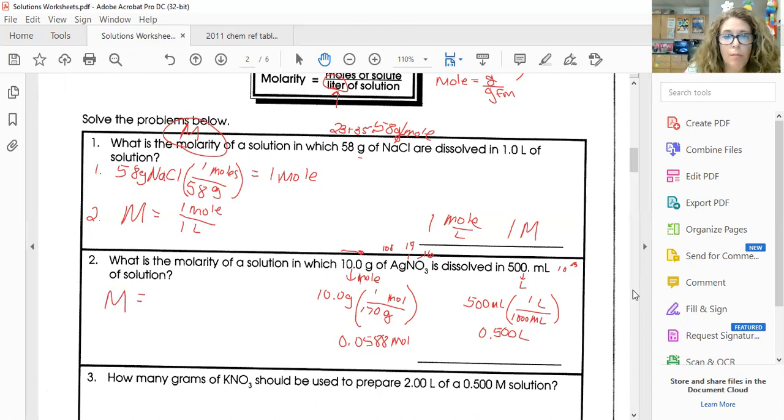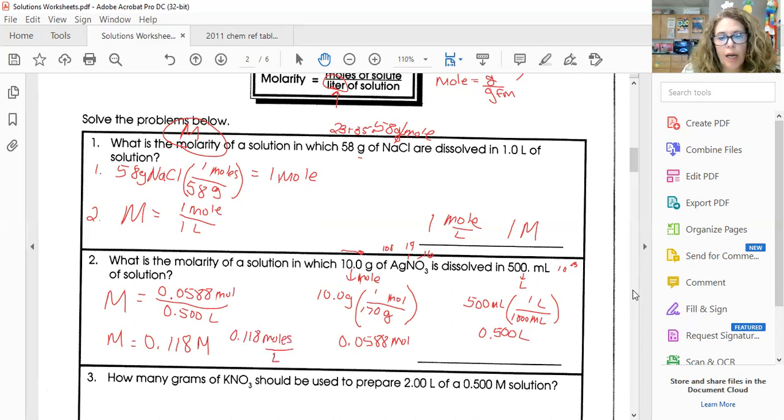Capital letter M is equal to the moles of our solute. So that was our 0.0588 moles divided by our 0.500 liters of solution. So then my molarity is equal to, let me divide by my 0.5, 0.118 molar, right? Or 0.118 moles per liter, right? Because that's what we did. We took moles, we divided by liters.